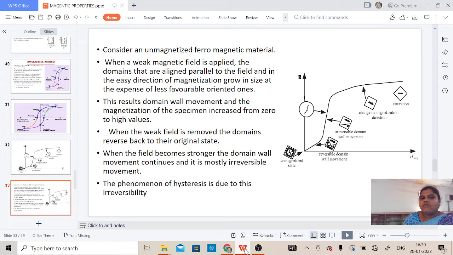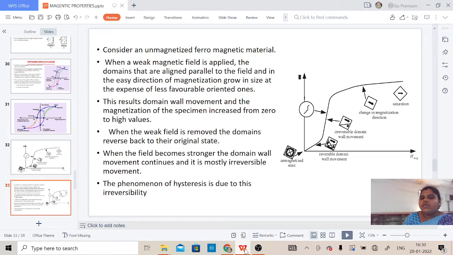Consider an unmagnetized ferromagnetic material. When a weak magnetic field is applied, the domains that are aligned parallel to the field and in the easy direction of magnetization grow in size at the expense of less favorably oriented ones. Next, this results in domain wall movement, and the magnetization of the specimen increases from 0 to higher values.